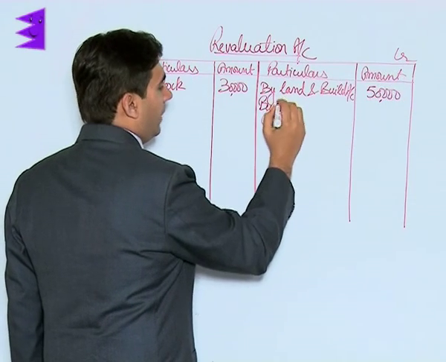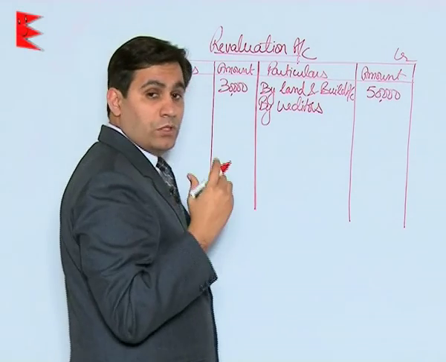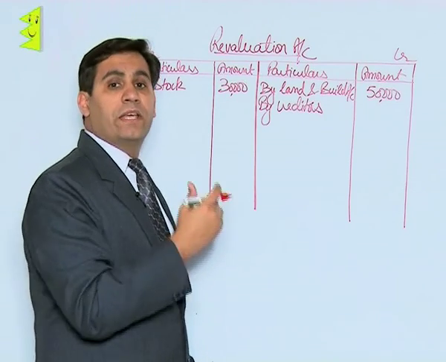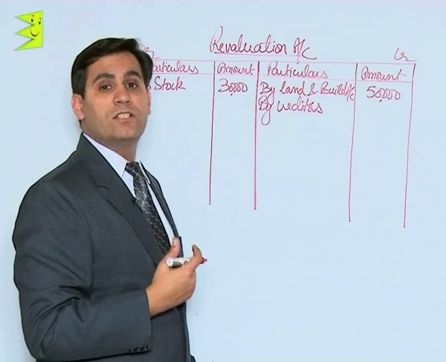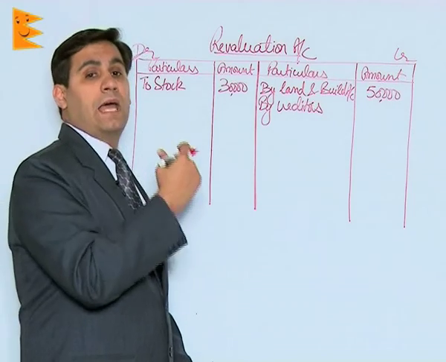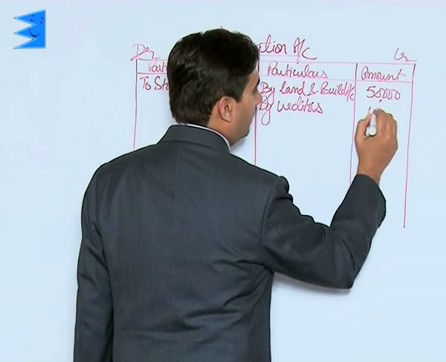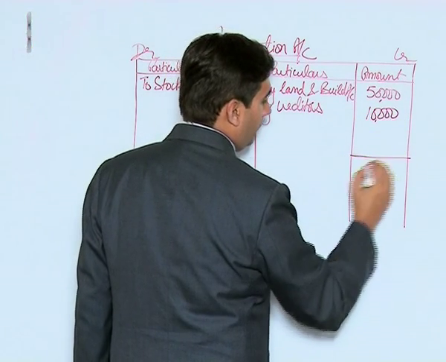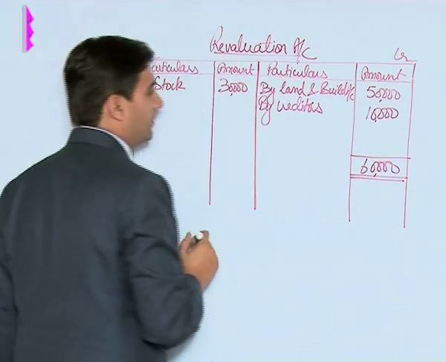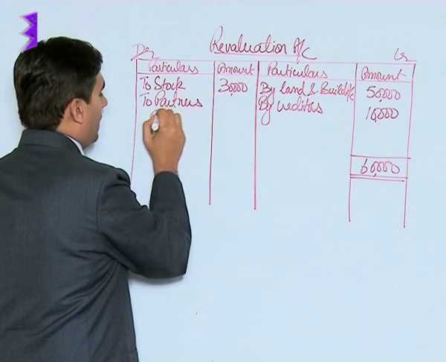Then by creditors. Why on the credit side? Because creditors were originally valued at 50,000, but their new value was 40,000. That means there was a decrease of 10,000. So whenever there is a decrease in the value of liabilities, the entry is liability to revaluation. So on the credit side of the revaluation account, creditors 10,000. Now students, total it out. On the credit side, we have a total of 10,000, and on the debit side 80,000. 80 minus 30, the balance is transferred to the two partners' capital accounts.